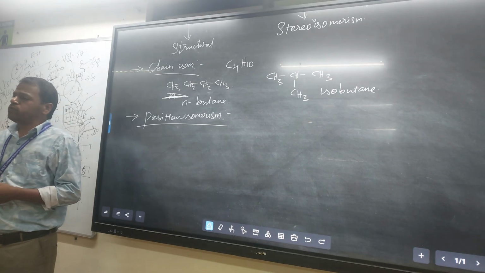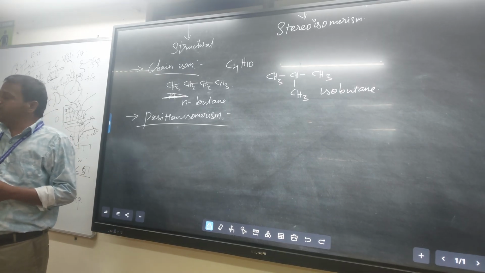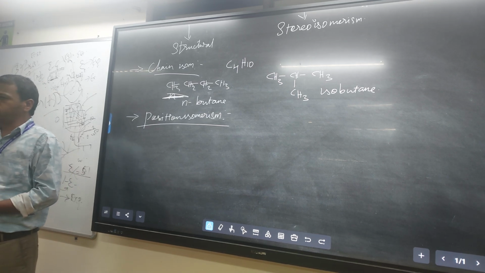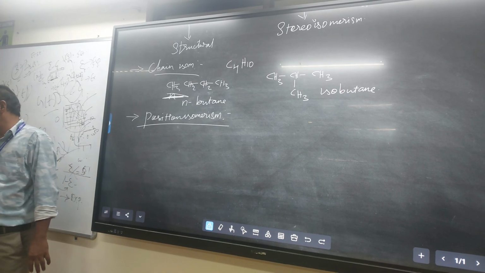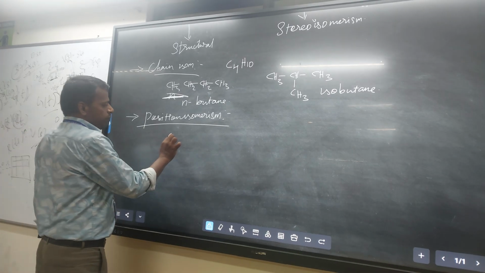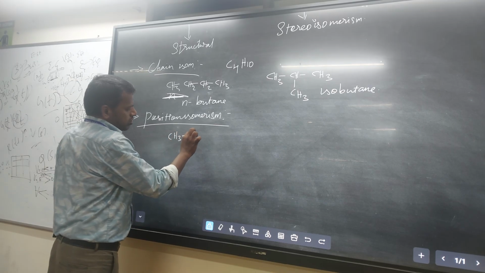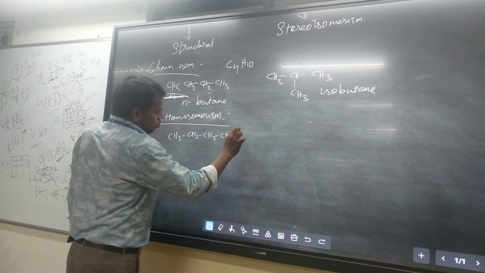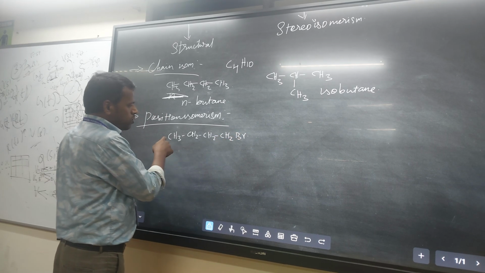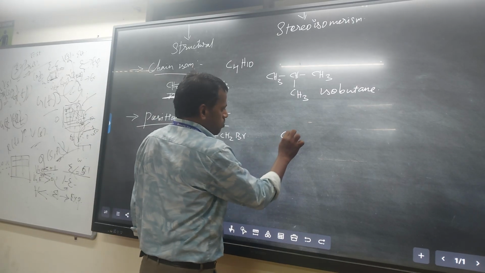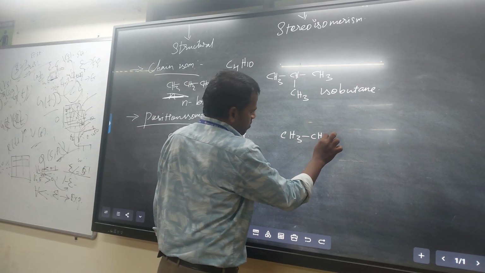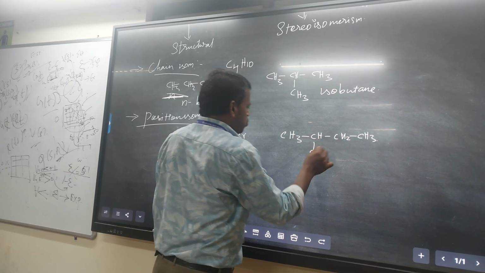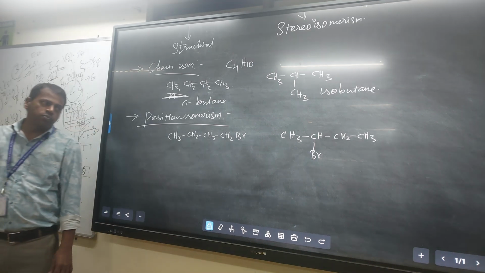When the identified group attached to the carbon changes its position from one molecule to another molecule, that is position isomerism. Take any example: CH3, CH2, CH2, CH2Br, 1-bromobutane. Now CH3, CH, CH2, CH3, here Br, 2-bromobutane.